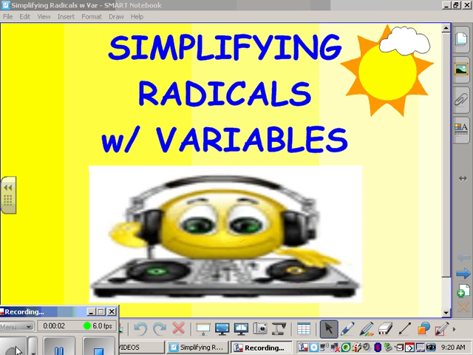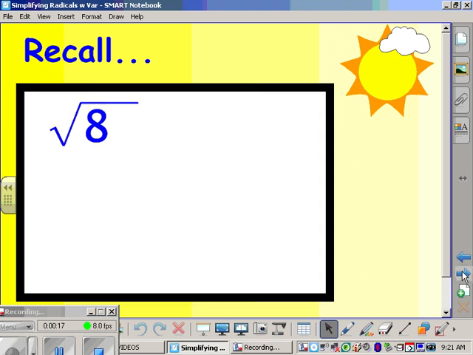In this lesson, you will learn how to simplify radicals with variables. First, let's review how to simplify a radical with no variables, and then we'll get into simplifying radicals with variables. Recall how to simplify a non-perfect square like the square root of 8.